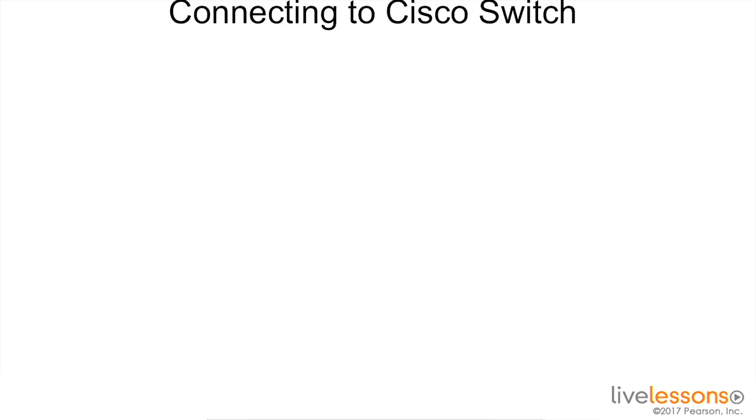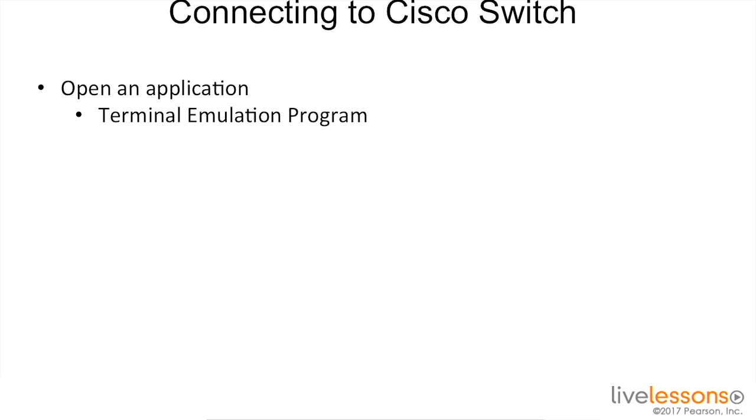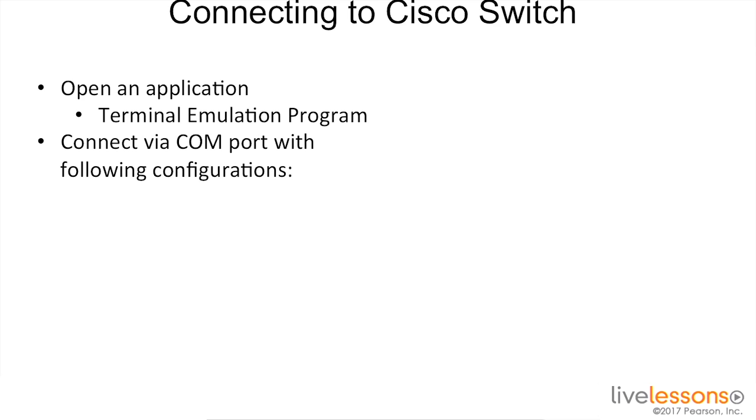We're now entering my favorite part of this lesson, which is configuring the actual devices. So in this lesson, we're going to connect to a Cisco switch and do some configuration. In order to do that, we need a specific application that can allow us to connect to the switch, and that's called a terminal emulation program. That terminal emulation program can be used to connect in various ways to the switch.